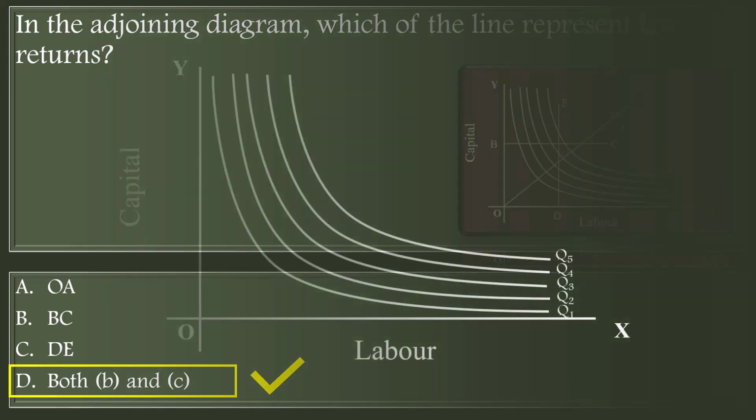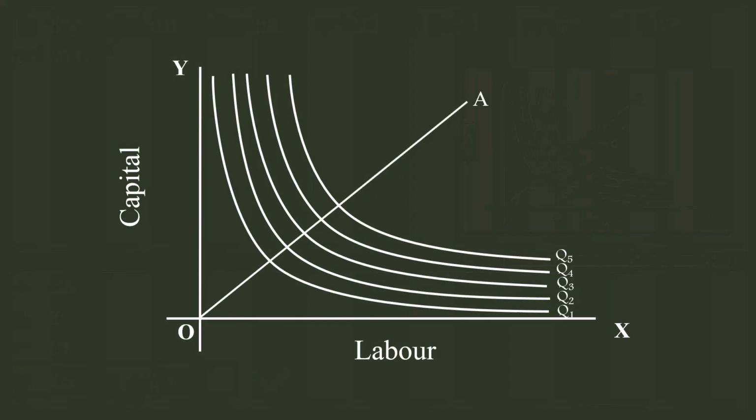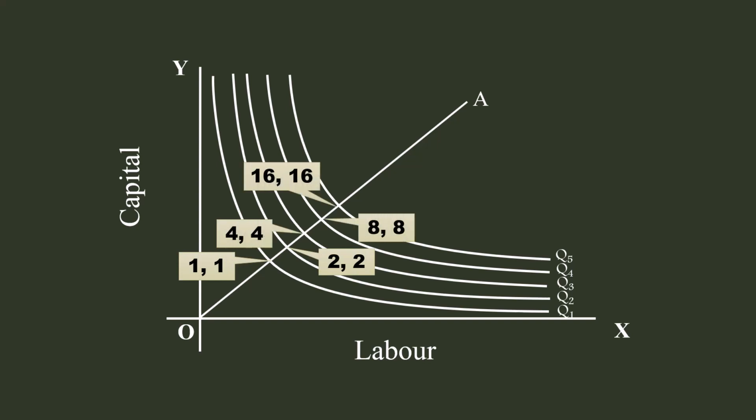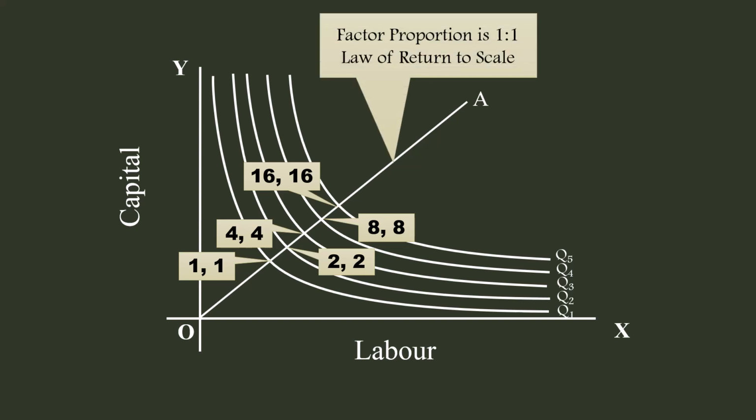It is not out of place to have an idea about the line OA. Along this line, though the quantity of labor and capital change, the factor proportion is unchanged at 1:1. Here, the scale changes, and so line OA represents the law of returns to scale.